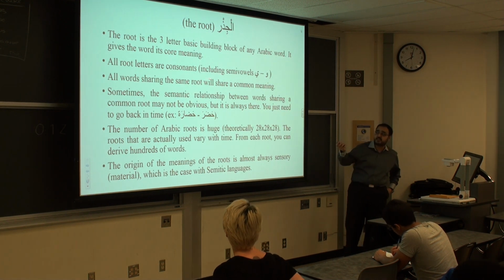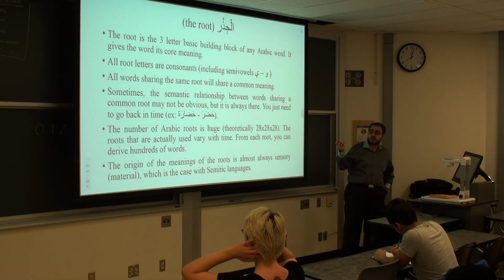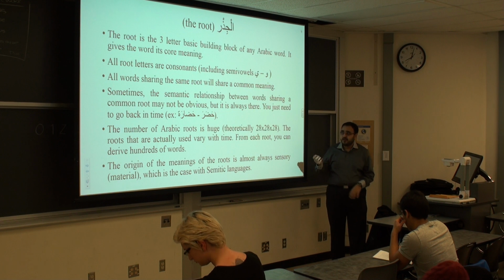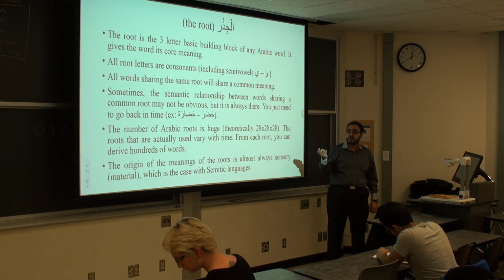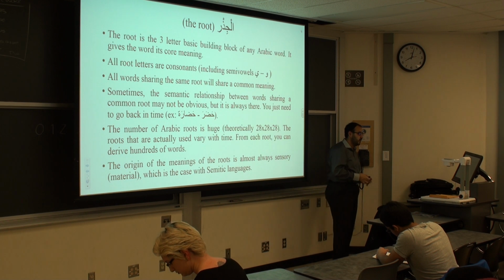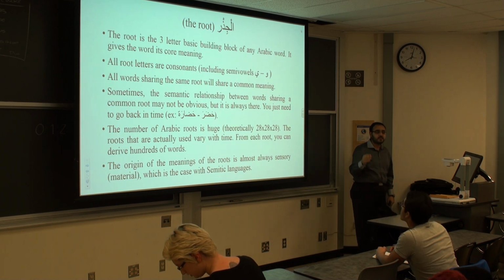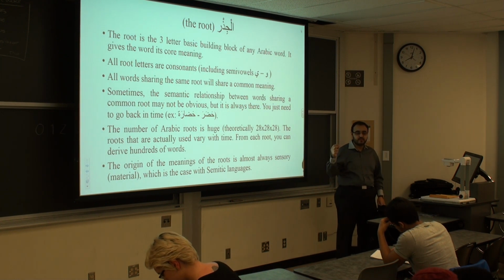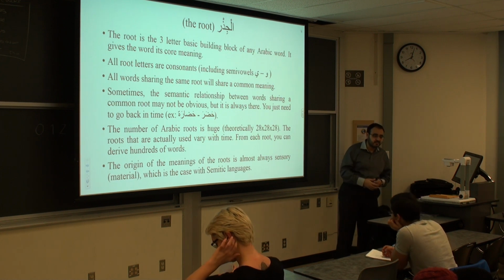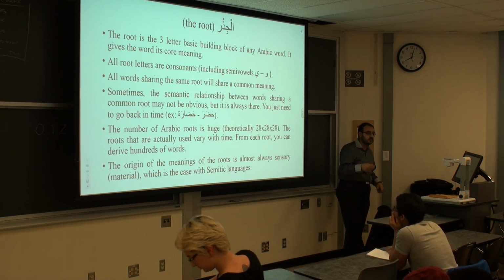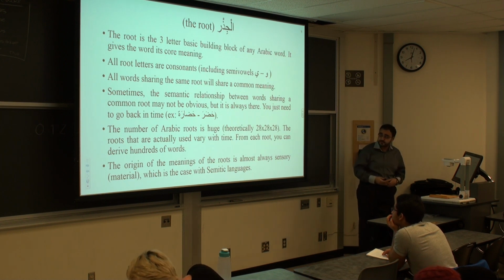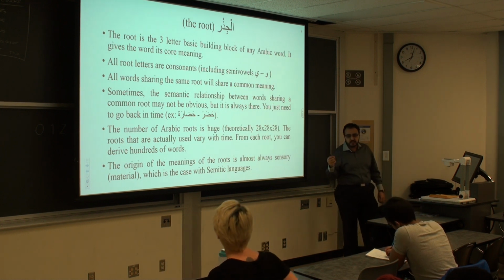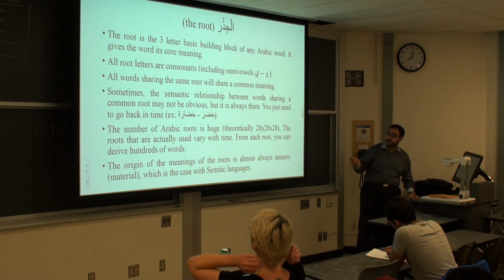So the root letters are always consonants, and these include the waw and ya semi-vowels. This is something that you always need to remember. All words sharing the same root will share a common meaning. So just remember, the root is the three-letter basic building block. Any word consists of a root plus affixes that you add to this root, either prefixes, circumfixes, or suffixes. So all words sharing the same root will share a common meaning, but they will differ in the affixes.